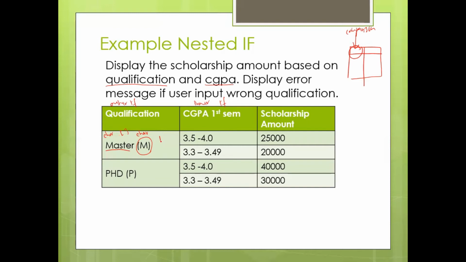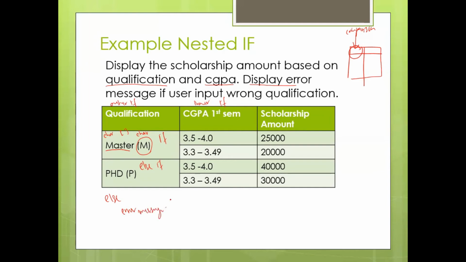Okay, so this one is the outer if, this one is the else if. Remember, the row is the if else if. So what is the else? As you can see in the question, it gives you this one: display error message if user input wrong qualification. So the else is the error message.